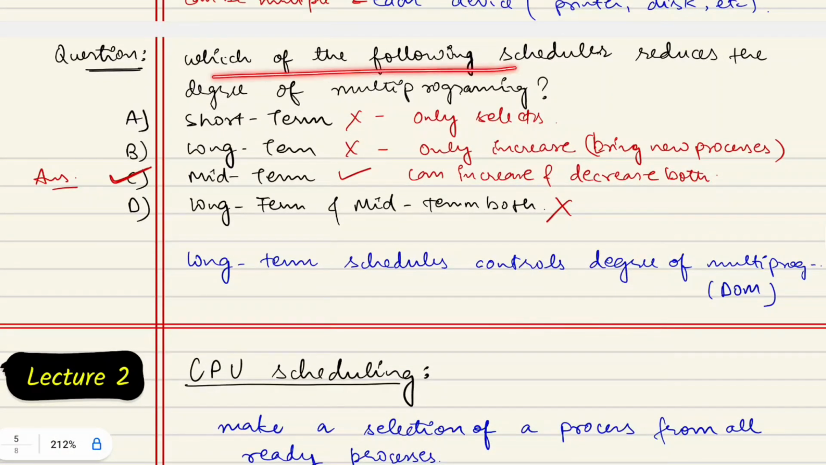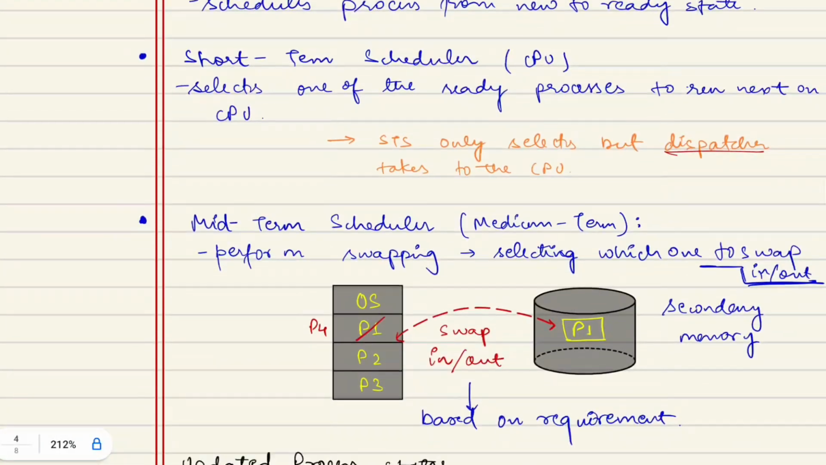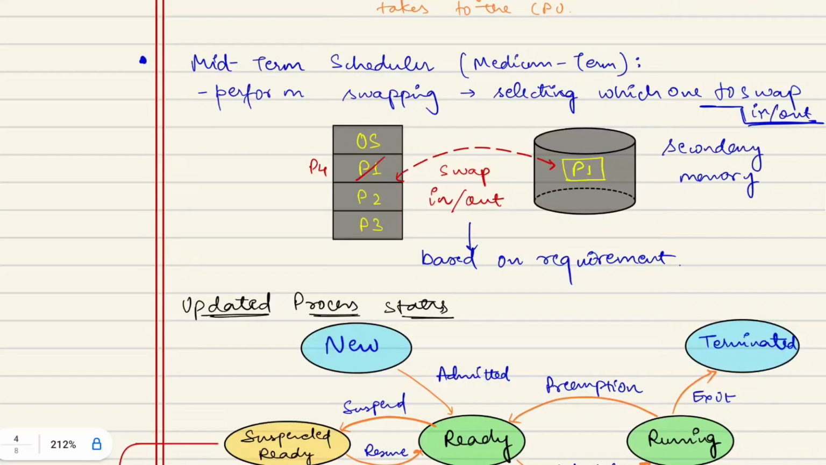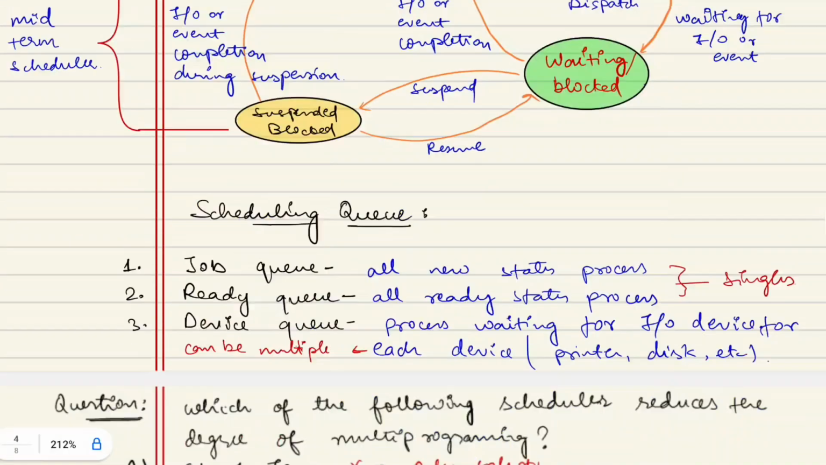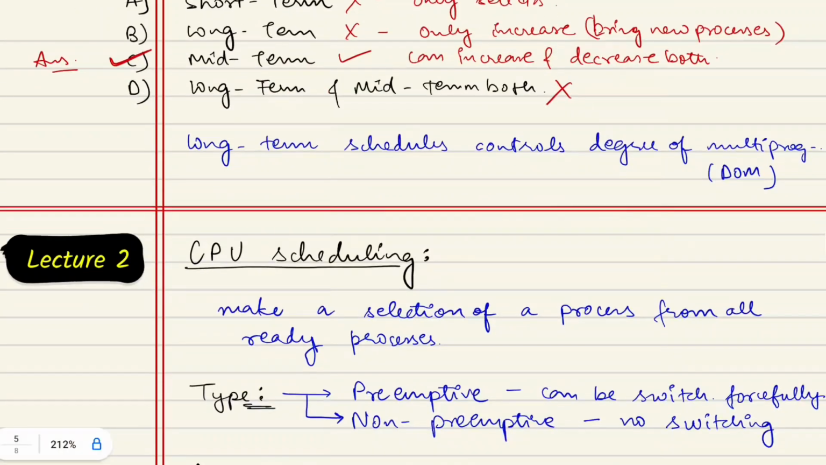There is a question: which of the following schedulers reduces the degree of multiprogramming? The options are short-term, long-term, and mid-term. Short-term only selects, so it cannot reduce or increase the degree of multiprogramming. Long-term only increases it, because it is bringing new processes into the queue. Mid-term can both increase and decrease it, because, as we have studied, it performs swapping of programs. So the answer is mid-term.